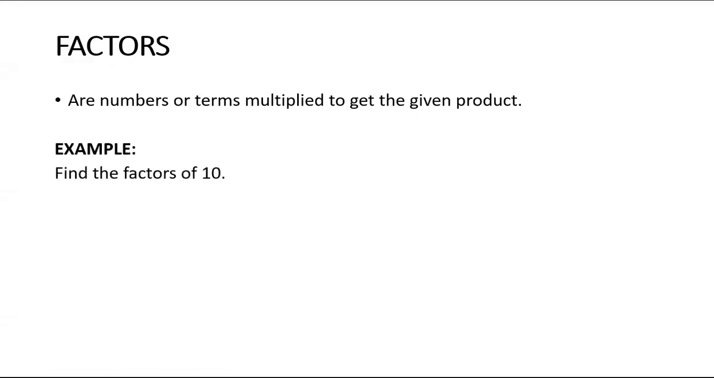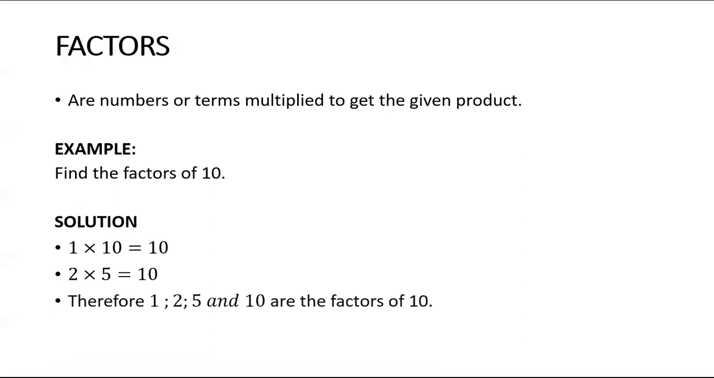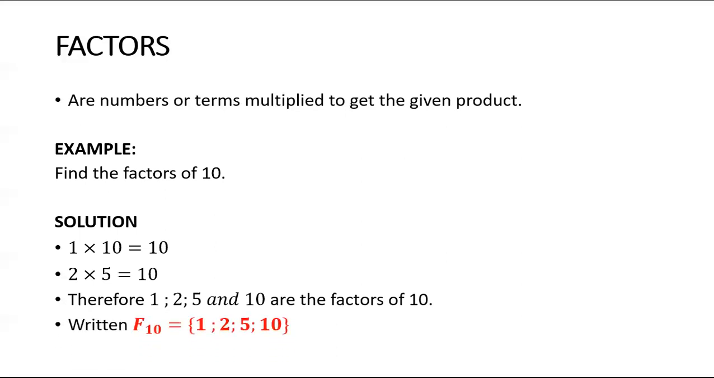Now, what are factors of 10? Which different numbers can you multiply to get 10? The first one will be 1 and 10. It'll give you 10. The other one will be 2 and 5. It will give you 10. So the factors here will be 1, 2, 5, as well as 10 itself. Those are the numbers that you can multiply to get the product, which is 10.